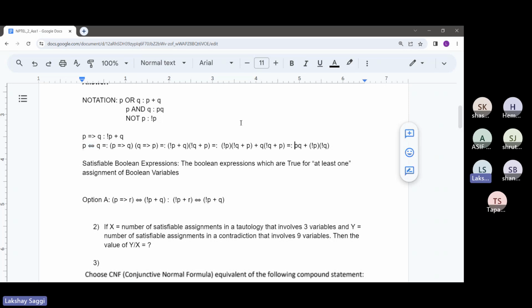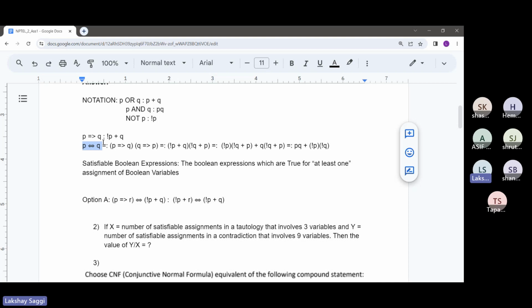You guys can check this here also. If P and Q both are true, then this PQ term will evaluate to true, and so true plus anything will be true. Similarly, if P and Q both are false, then this not P and not Q term will evaluate to true, and so this whole expression will be true. But if P is true and Q is false, then this term will be false and this term will also be false. So false plus false will give me false only. So that's why P if and only if Q is only true when either both P and Q are true or both P and Q are false.